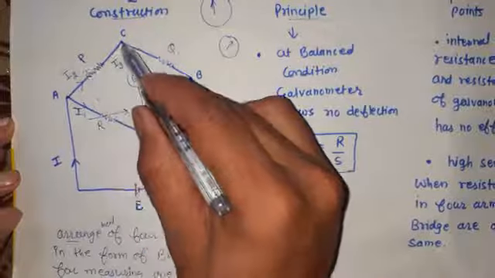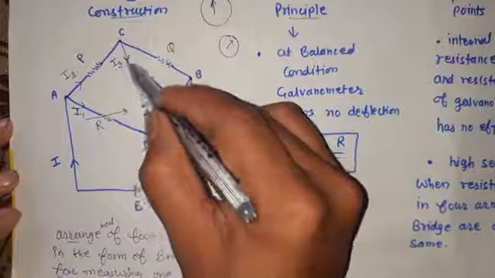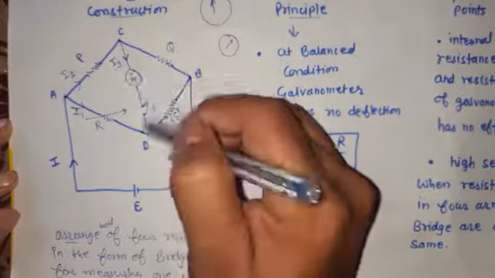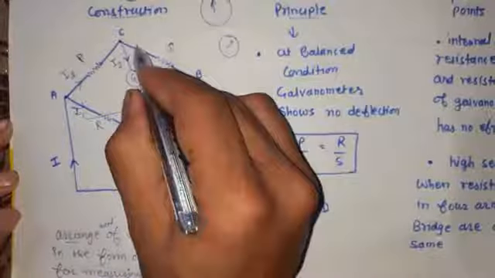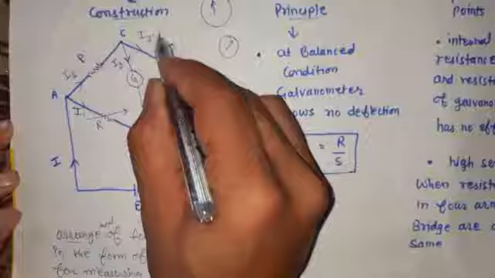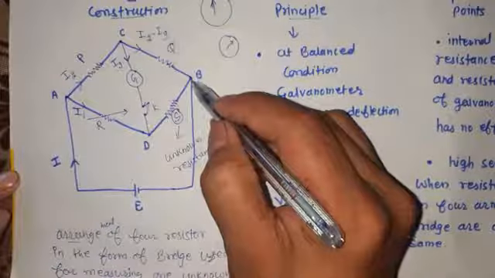Now the current I2 has come to junction C, out of which Ig has gone through the arm connecting C and D, while the remaining current will be I2 minus Ig. This is the remaining current which will pass from C to B.